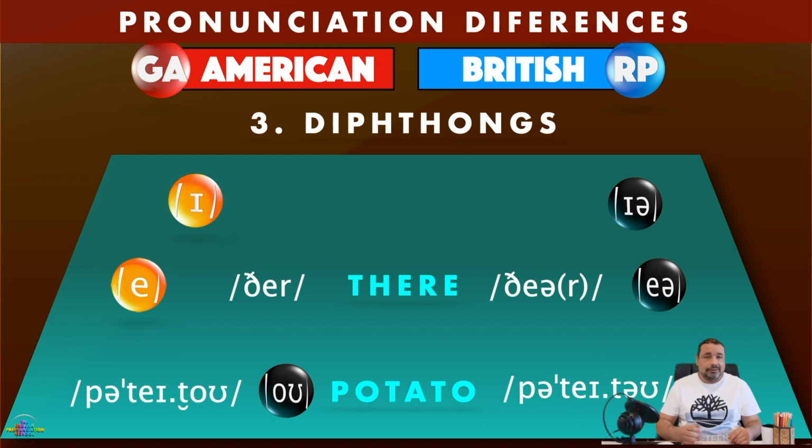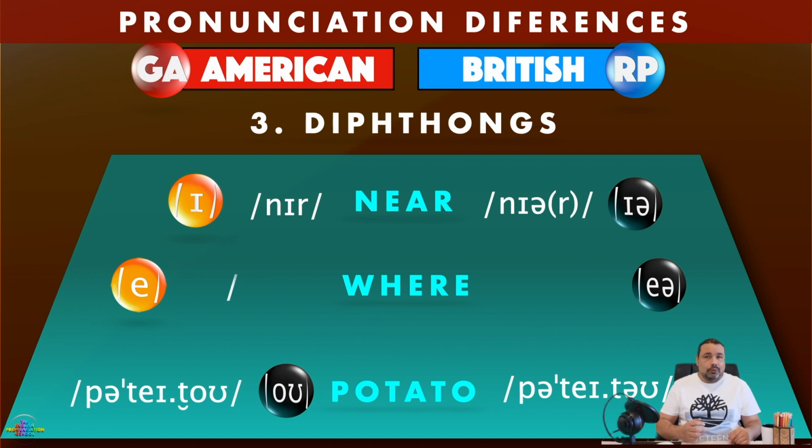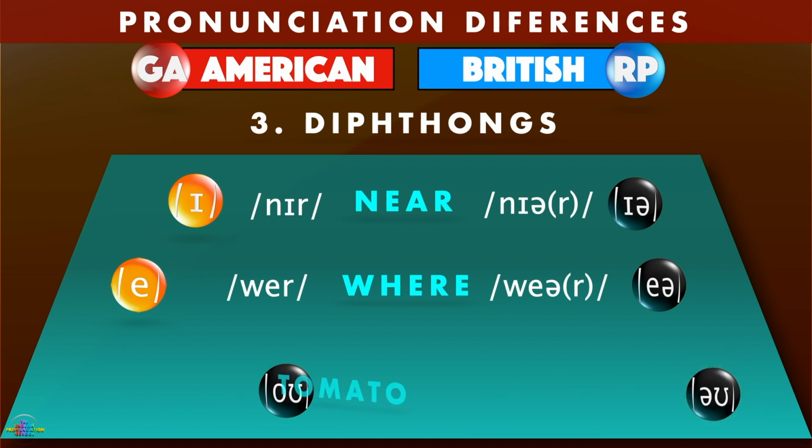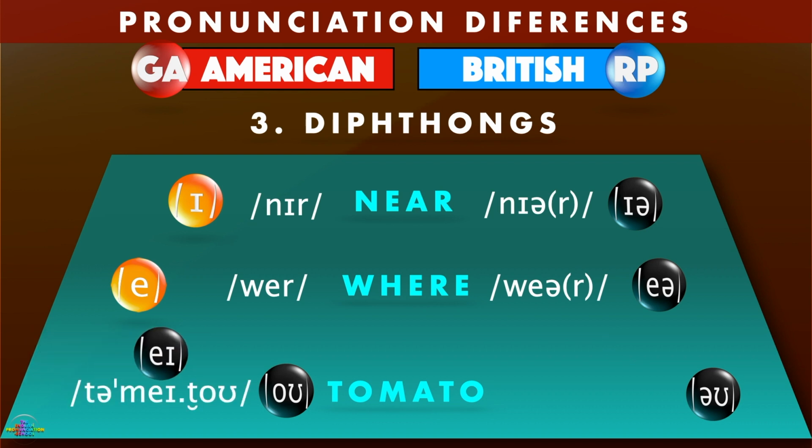More examples are: number 1, "near" American, but "near" British. Number 2, "where" American, but "where" British. And the last one is "tomato," with 2 diphthongs in American pronunciation, but only one in British. Very good.